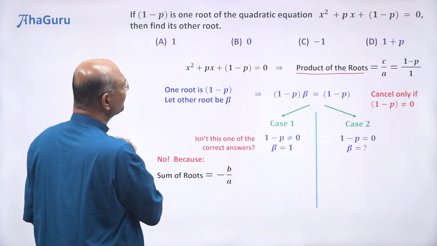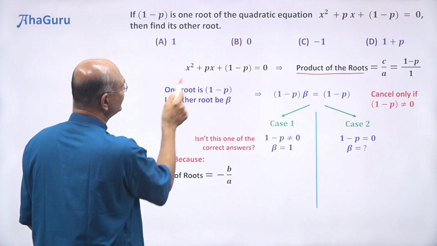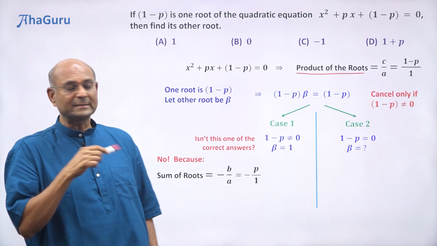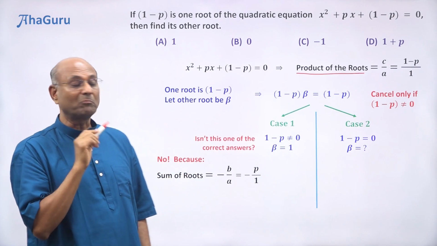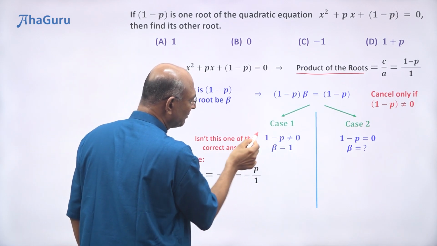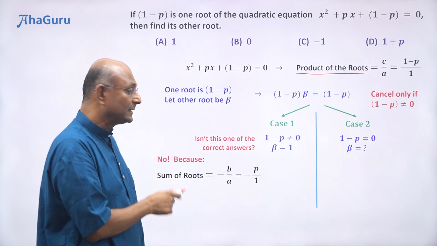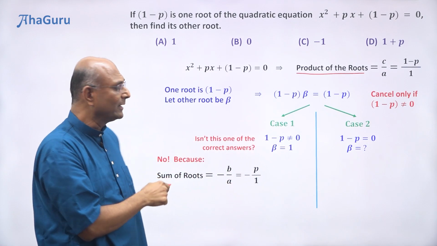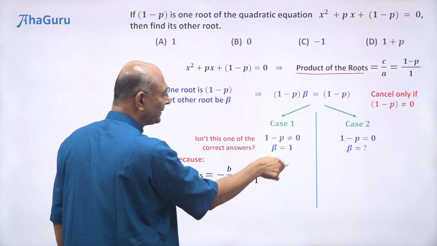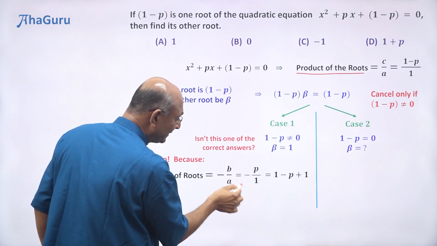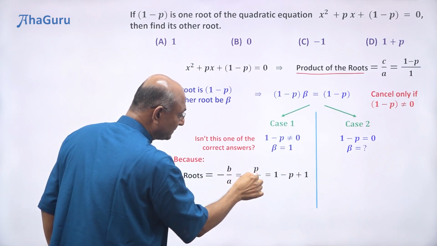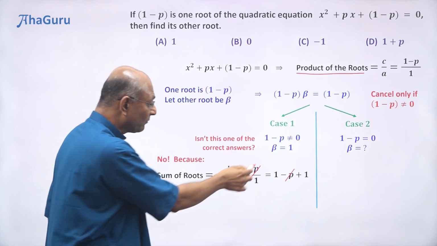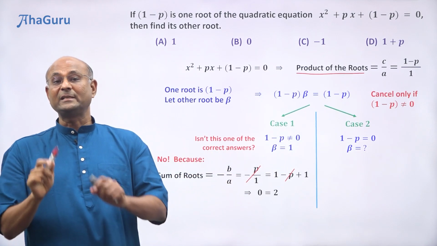What is the sum of roots, minus b by a, for this quadratic equation? Minus b by a will be minus p by 1. Minus p by 1 is minus p, right? So this must be the sum of roots. But if I now look at the sum of roots, one root is 1 minus p, the other root is 1. For case 1, one root is 1 minus p, the other root is 1. So what will be the sum of roots? 1 minus p plus 1. What do I have here? Minus p, and you have a minus p there. So you can cancel these two. Then what do you have on this side? 0. And what do you have on that side? 2. So you end up with 0 equal to 2.